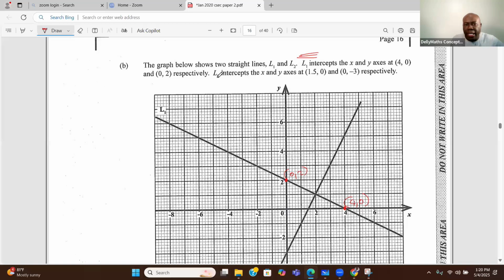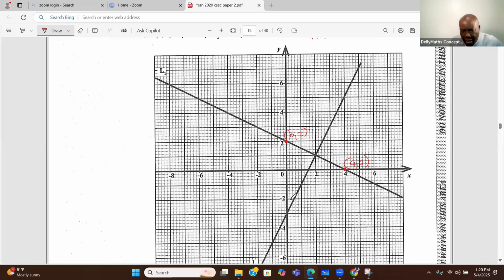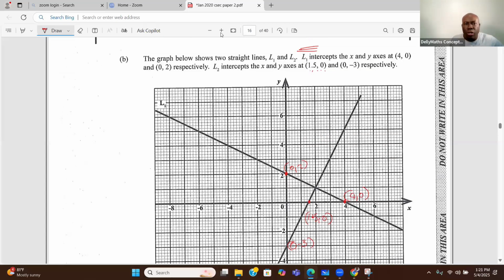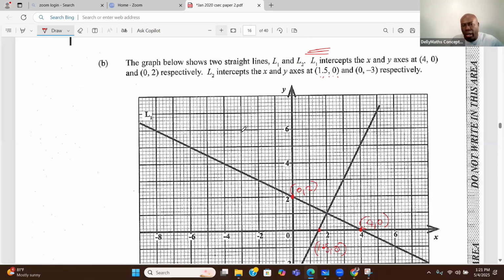Now it says line 2 intercepts the x-axis and the y-axis at 1.5 and so on. So it's giving you what line 2 does as well. Here is 0, -3, and here is 1.5, 0. They're giving you those, so you can always have them. Now, let's see what else they want.